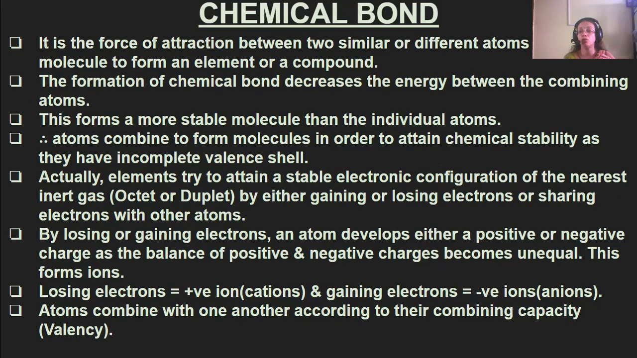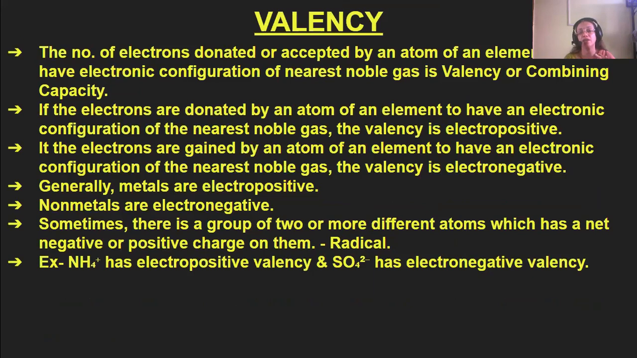Then they follow the octet and the duplet rules for electronic configuration to make the atom stable, by losing or gaining electrons. We have discussed this. And now I'm starting with valency today.